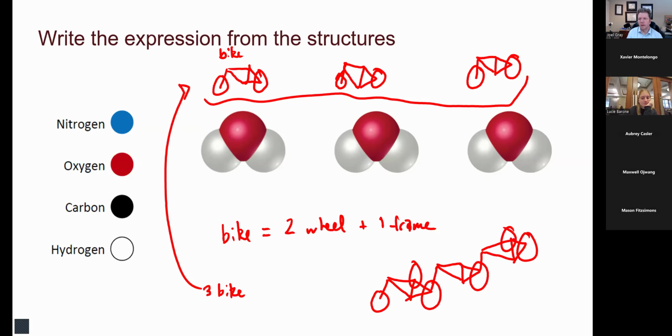So the 3 is applying to how many of the individual units there are. How many of the individual things are there? And then if you're trying to take an inventory of the building blocks for those, you can use that 3 to multiply up. But you're not going to say this is H6O3. I hope that made sense as opposed to making it more confusing.